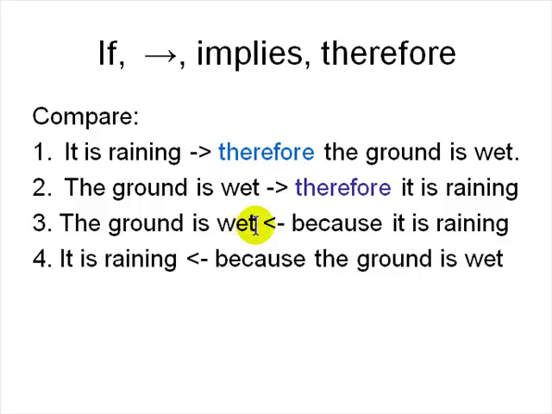The ground is wet because it is raining. The rain is causing the ground to be wet. It is raining because the ground is wet. And in this case, it doesn't imply. Number 2 and 4 are similar, 1 and 3 are similar. Let's look at the properties. We'll look at it again more when we look at converse and contrapositive.